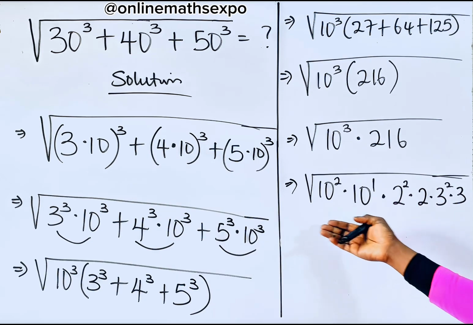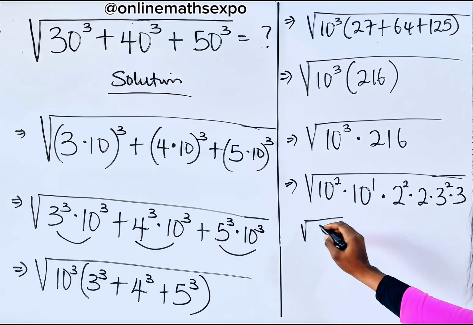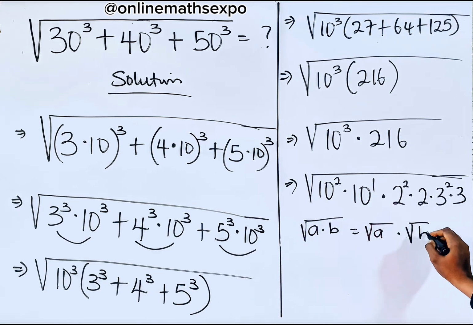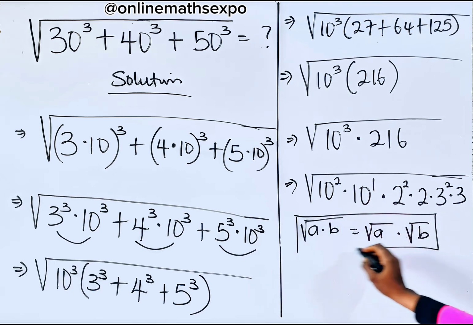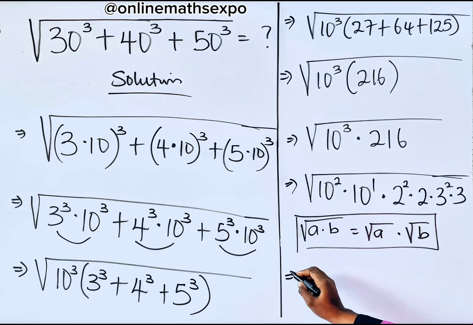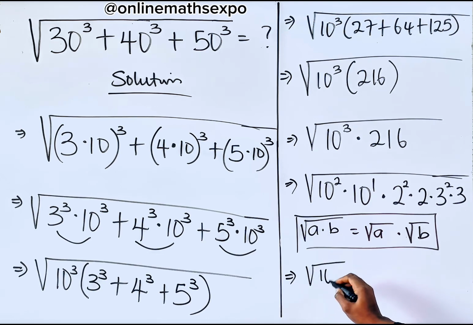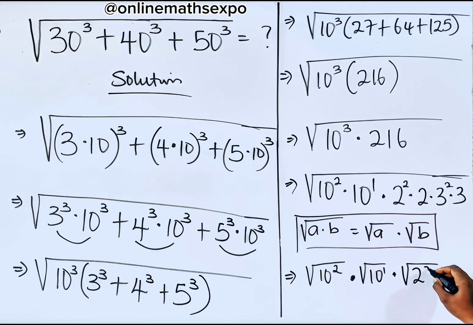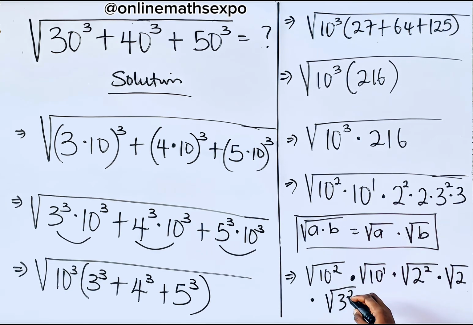To keep simplifying, just remember that for every root of A multiplied by B, it is root of A multiplied by root of B, okay? So we're going to apply this rule in simplifying. So to do that, we are going to have root of 10 to the power of 2 multiplied by root of 10 to the power of 1, multiplied by root of 2 to the power of 2 multiplied by root of 2, multiplied by root of 3 squared, then multiplied by root of 3.